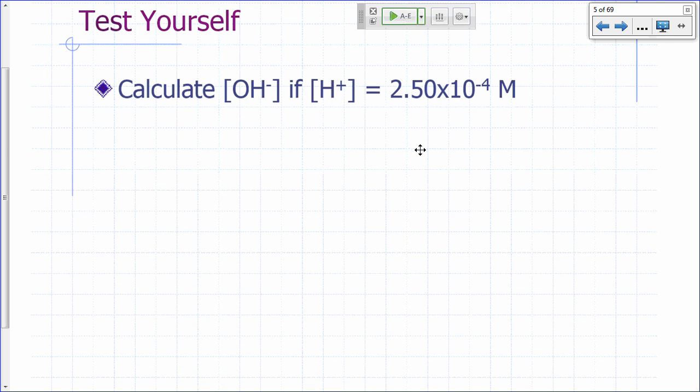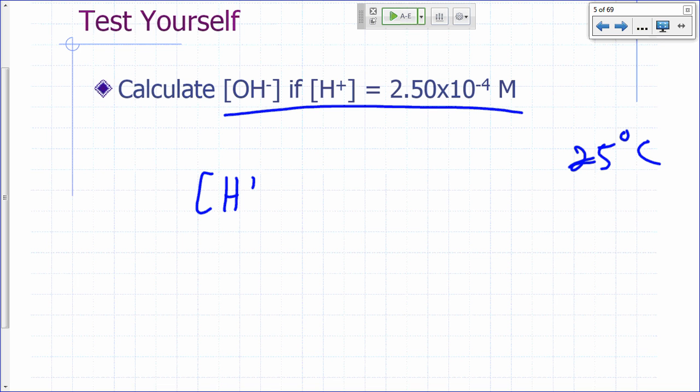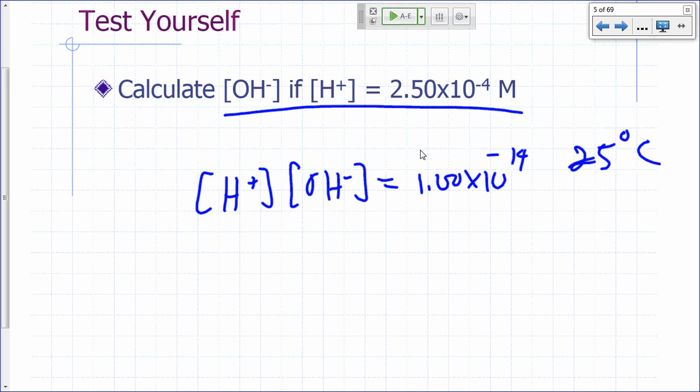So calculate hydroxide if H plus is 2.50 times 10 to the negative 4 moles per liter. Now, unless otherwise specified, when we talk about these reactions, you can always assume it's at room temperature of 298 Kelvin, or to be more precise, 298.15 Kelvin, since we're dealing with 25 degrees Celsius. All right, so if this is the case, what's my hydroxide? How do I calculate hydroxide? I know H plus times hydroxide equals 1.00 times 10 to the negative 14.